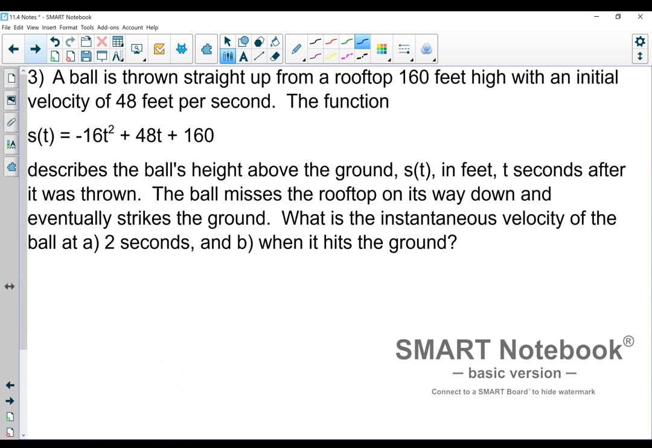So for our last problem, we're going to attempt a physics problem. I feel like I know just enough physics to be dangerous. So it says a ball is thrown straight up from a rooftop.